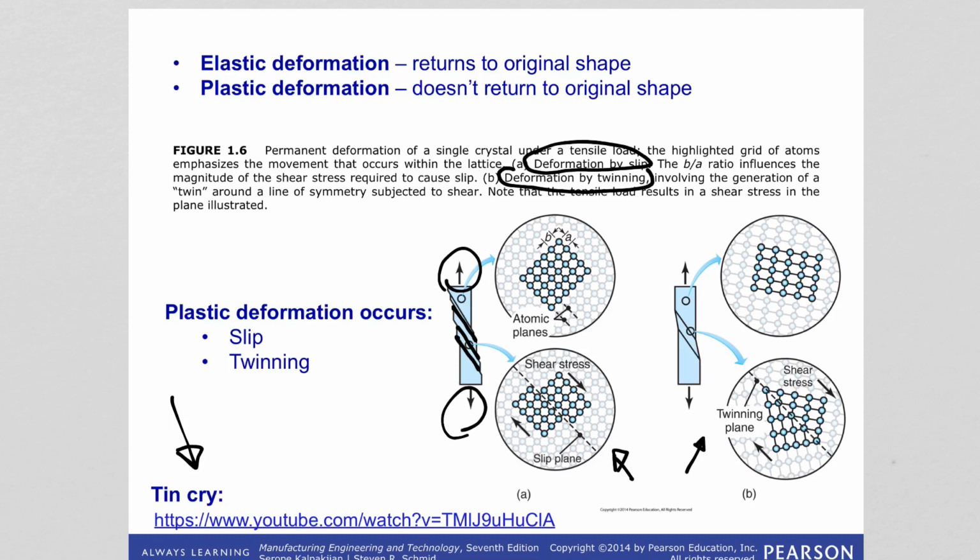It involves the generation of a twin around the line of symmetry subjected to shear. Here you can see, guys. This is a much rarer form of plastic deformation.